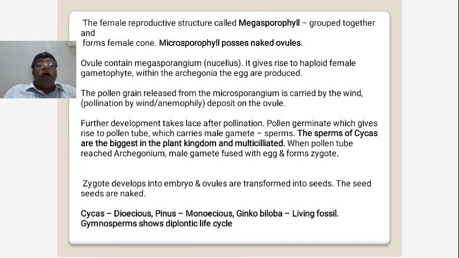Gymnosperms evolved from pteridophytes. If you consider the evolution, algae are the simplest plants. From algae, bryophytes evolved. From bryophytes, pteridophytes evolved. From pteridophytes, the gymnosperms evolved. From gymnosperms, the recent plants, the angiosperms, evolved. So this is the evolutionary tree, what we call. Angiosperms are highly advanced plants.